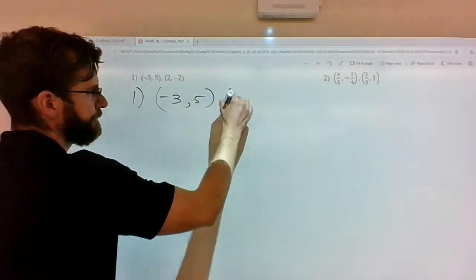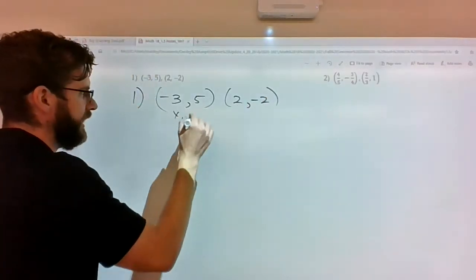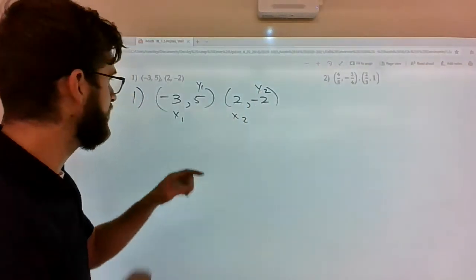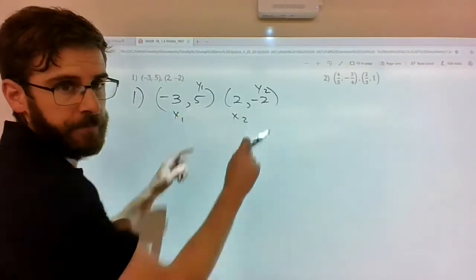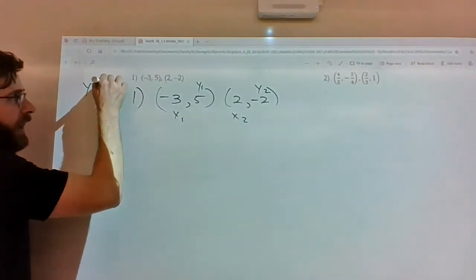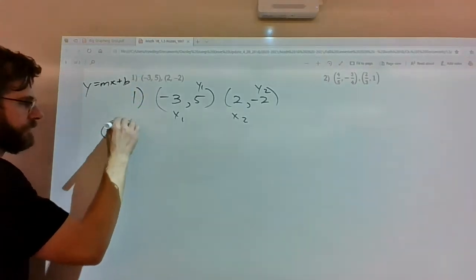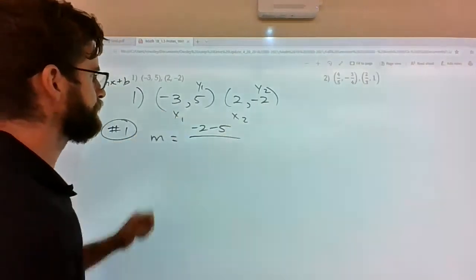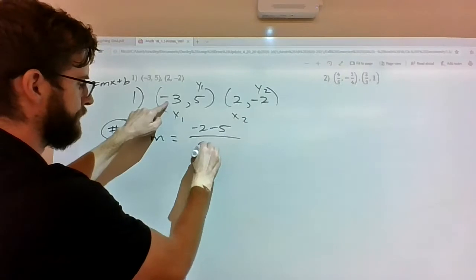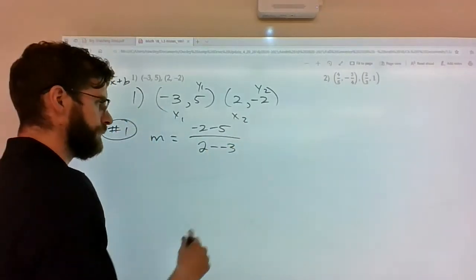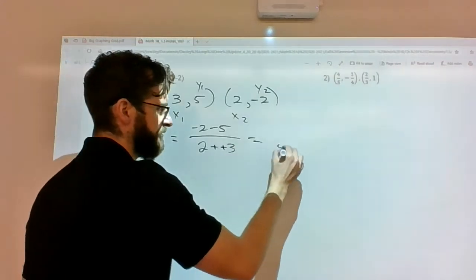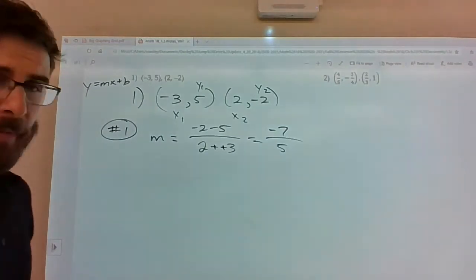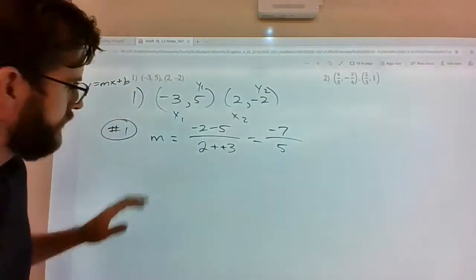So you got (negative 3, 5) and (2, negative 2). x1, x2, y1, y2. It's not a special case in the sense that the x's are the same or the y's are the same. So you're going to get something that looks like y equals mx plus b here. Step 1, you got a fraction with negative 2 minus 5 on top and 2 minus negative 3 on the bottom. This is just addition. So you have 5. This gives you negative 7. I don't know, maybe that's the special case. You got a weird fraction for your slope.